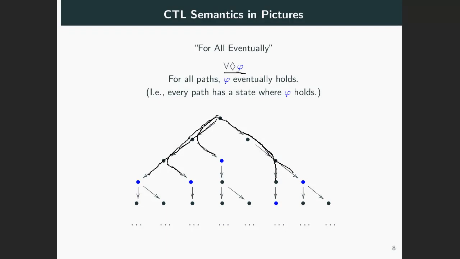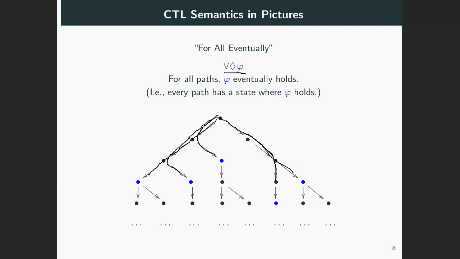And also shown in blue are the states where phi holds in this scenario that ensures that for all eventually phi holds. We're going to use this kind of color matching all throughout our examples. Of course, and this will be true for all the pictures that we draw here, this is not the only scenario, but just an illustrative scenario. There can be other ways for this for all eventually formula to hold, of course, with blue states, for example, showing up earlier or later on the paths. What we need is that no matter what path we take, there's no way to avoid phi. This is the idea of the picture.